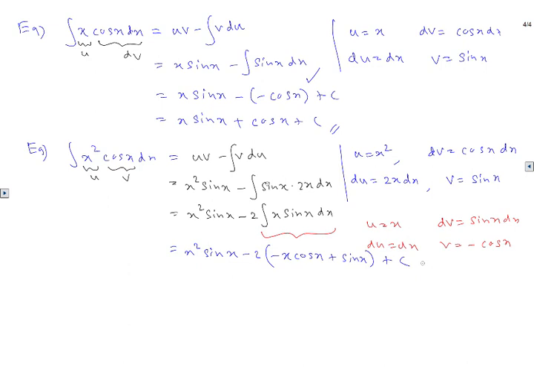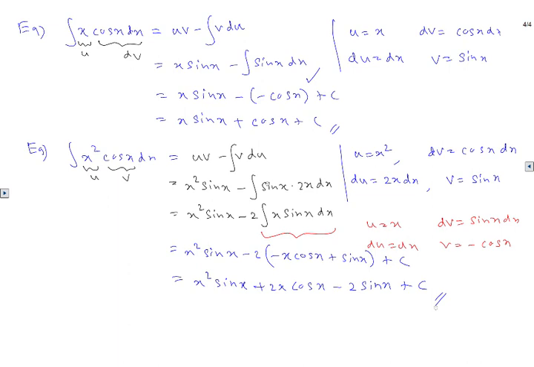If you multiply through, you're going to get x squared sine x plus 2x cosine x minus 2 sine x plus c. So that's the answer. What we normally do is do that again and then substitute for that. But since we already did x sine x, we can substitute here. Okay, so that's the first type.